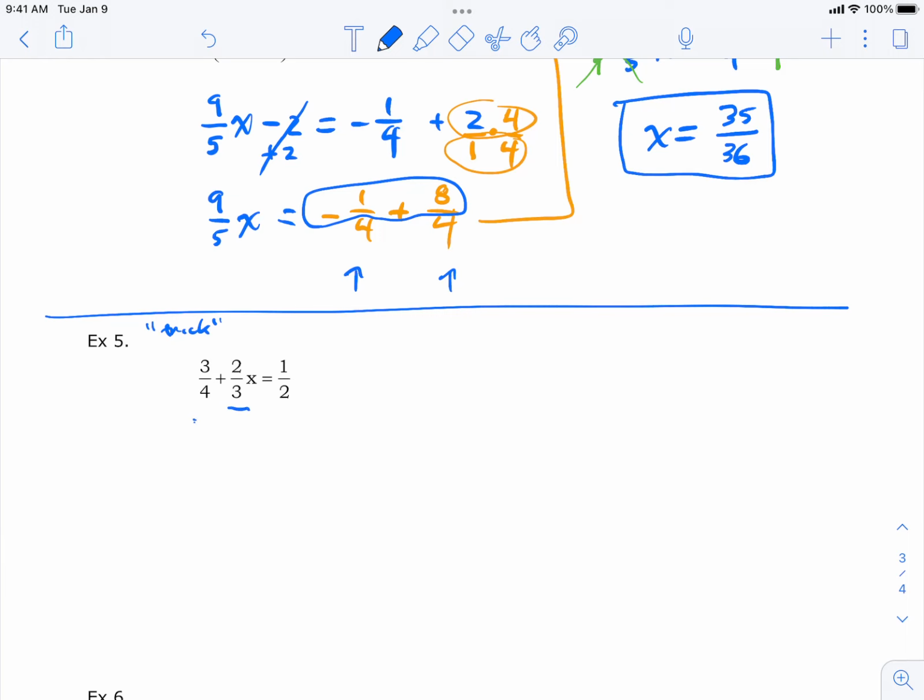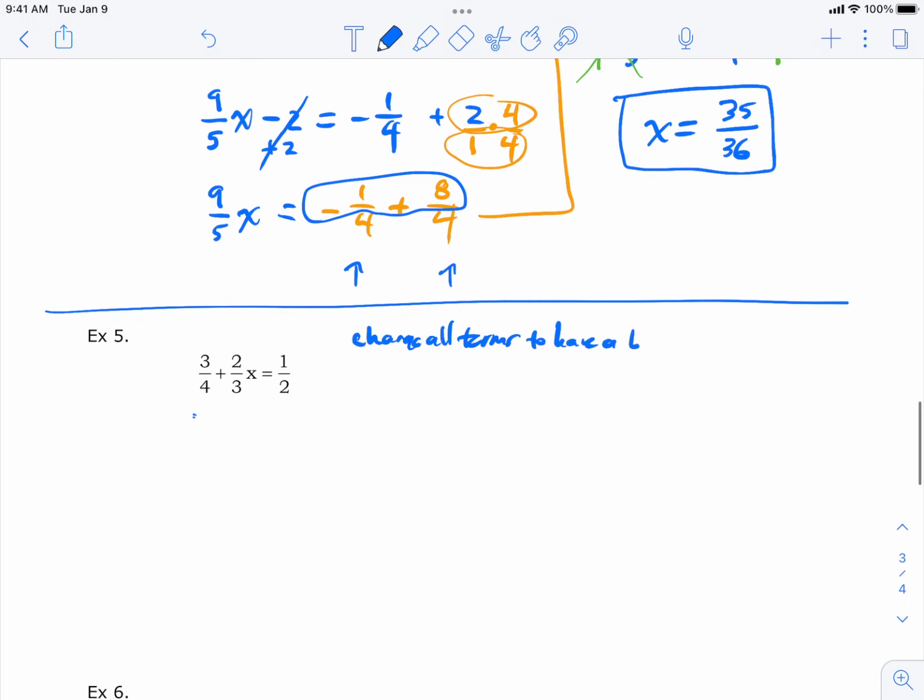So I could, I suppose, say here's my x term. I'm going to subtract 3/4 on both sides. And then I'm going to have to figure out how to deal with the 2/3. Or you can do something called clearing the fractions. Change all terms to have a common denominator.